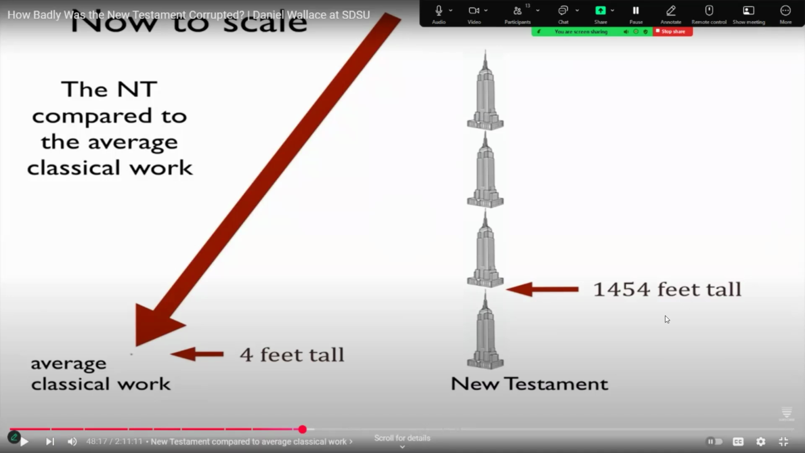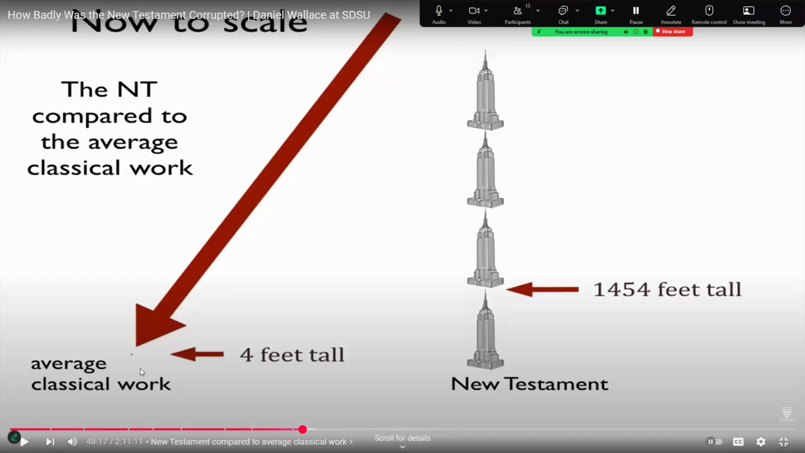So he's making that point about the quantity of manuscripts we have compared to other ancient works. The number of New Testament manuscripts is the equivalent in size of 4 Empire State Buildings, because we have 25,000 manuscripts versus 12 for Homer or Aristotle or something like that. So that's the comparison that he's giving us.